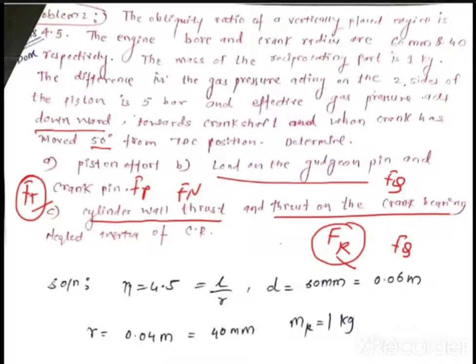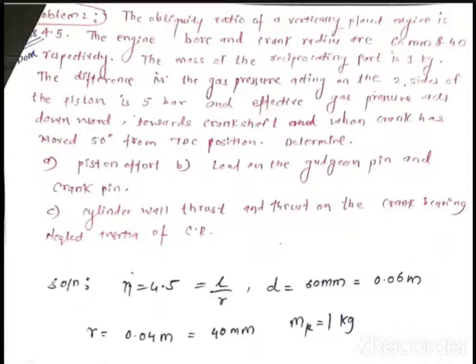हे मी तुम्हाला सांगितलं, व्हिडिओ नीट बघा. ओके, and load on the gudgeon pin म्हणजे FQ झाला, आणि cylinder crank pin effort म्हणजे FT झाला. ओके. So it is very important you remember the diagram. Okay, so let's move.